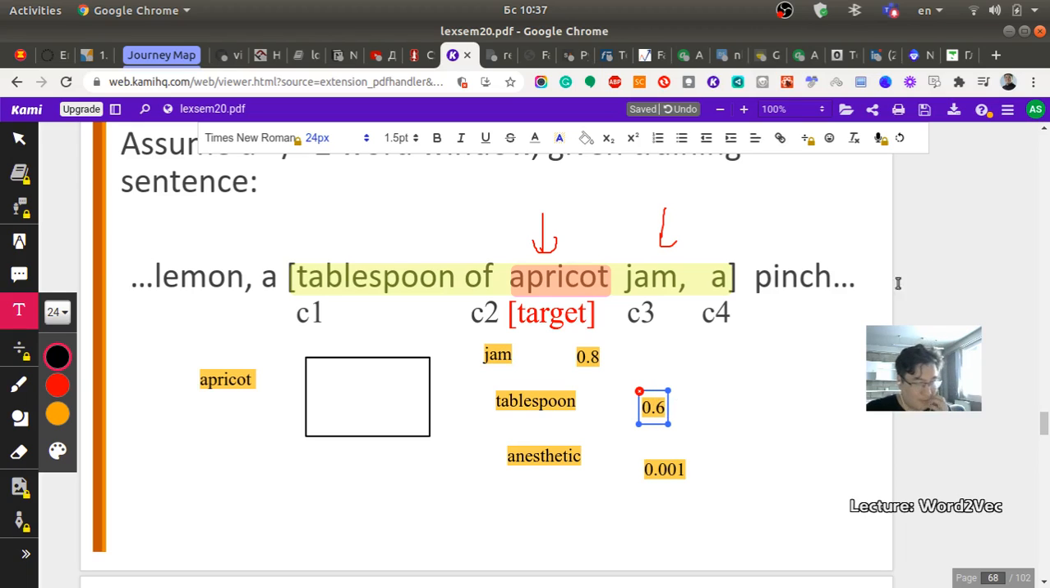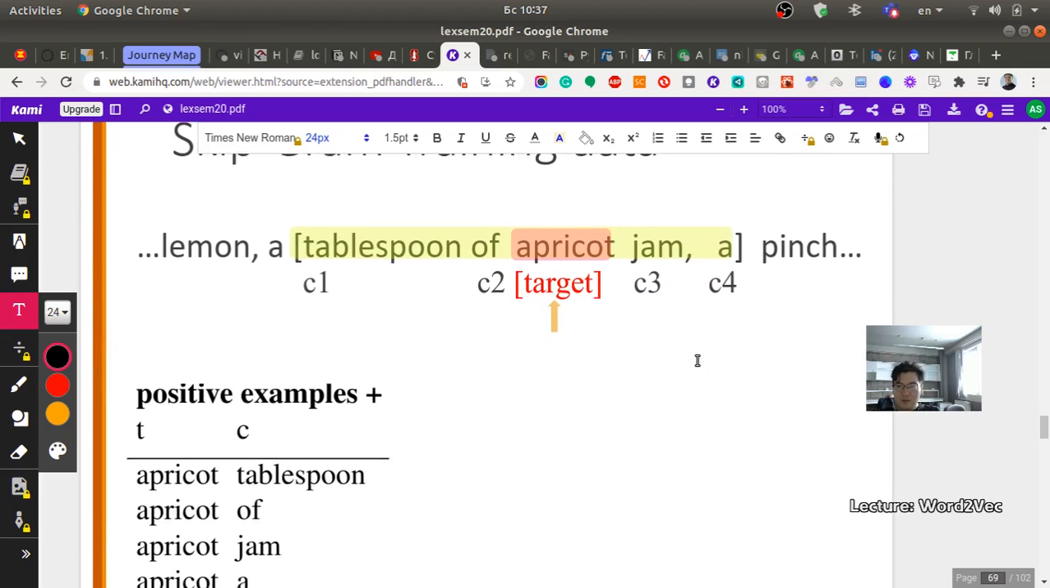Let's say something like this. So the task is something like this. I say, okay, I will give apricot, and you output all the words, and output if it is possible that it will be near this word in the direction of two words. So I give some values.